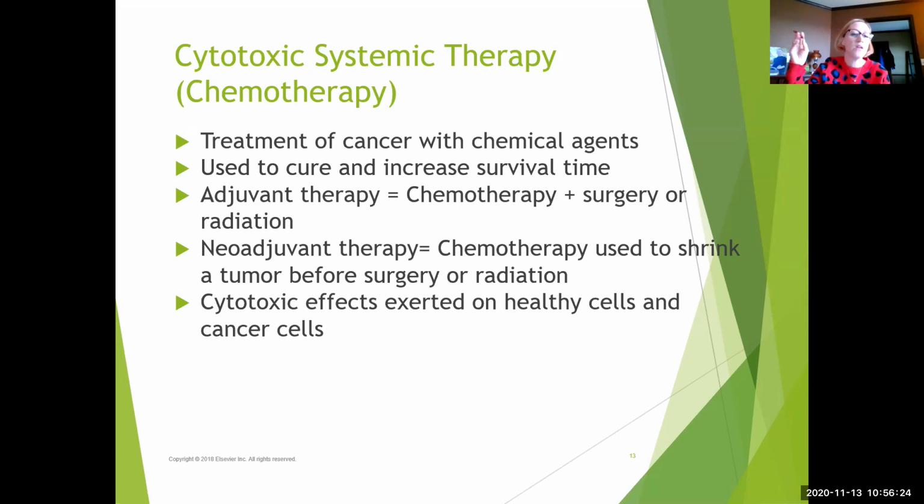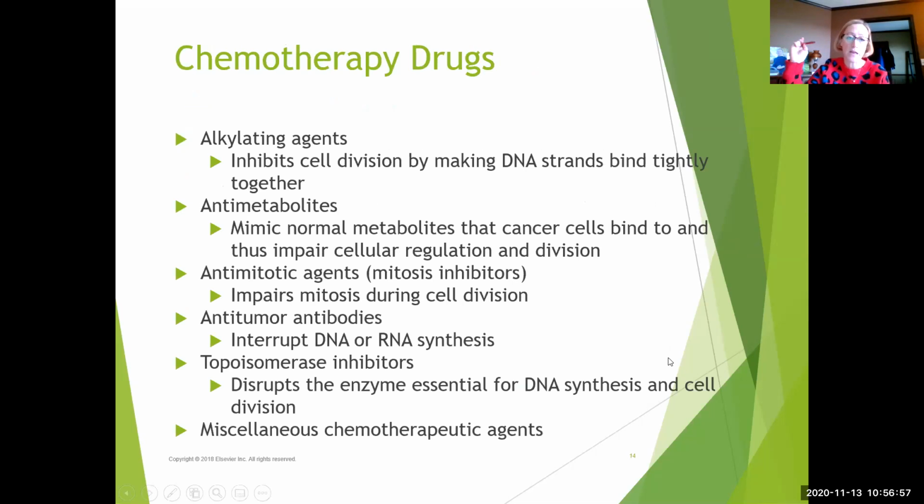So our chemotherapy is a treatment with a chemical agent, as we know, and it's used to cure and increase survival time. It can be used alone, or it can be used with surgery and radiation, or it might be done prior to surgery or radiation, just depending on the patient and the cancer involved, of course. And then the cytotoxic effects exerted on the healthy cells and the cancer cells. So that's one downfall with our chemotherapy, is that it does have effect on our healthy cells as well. So here's our different classifications.